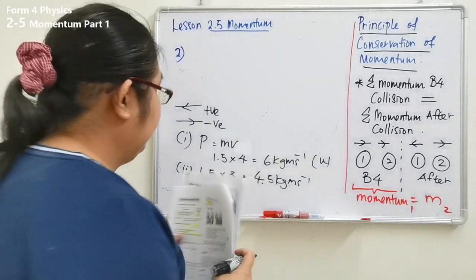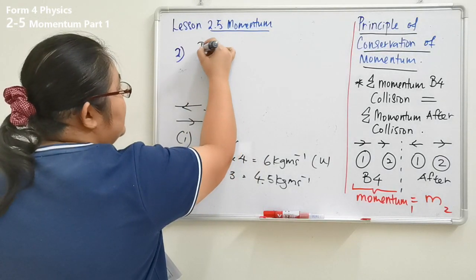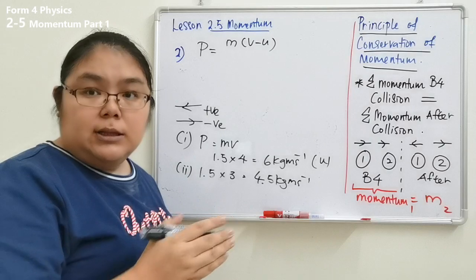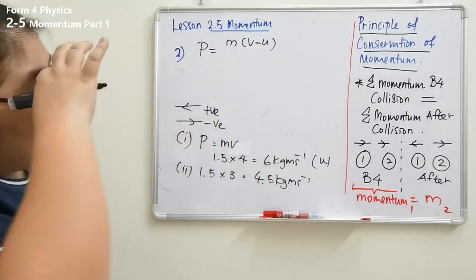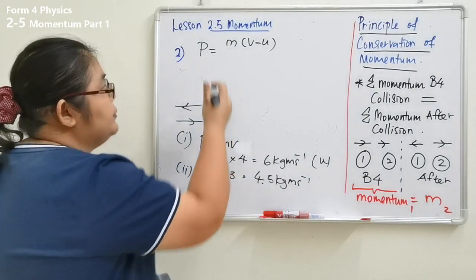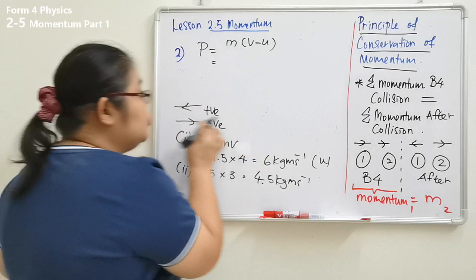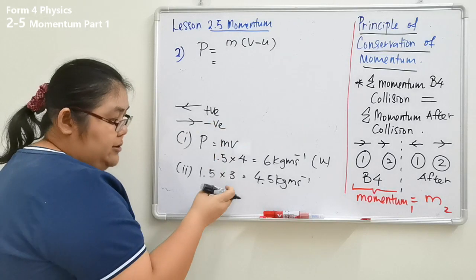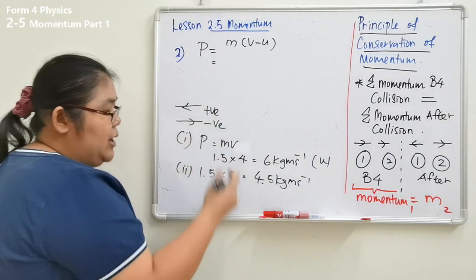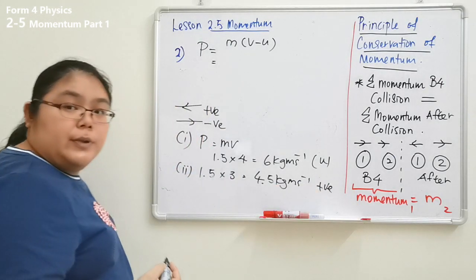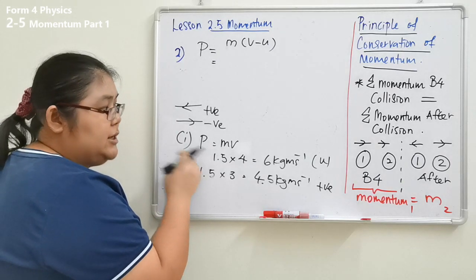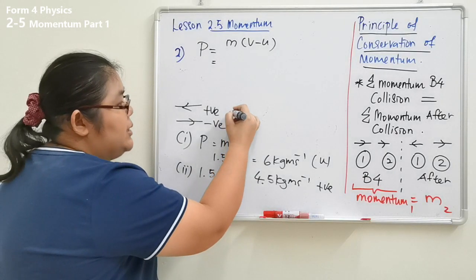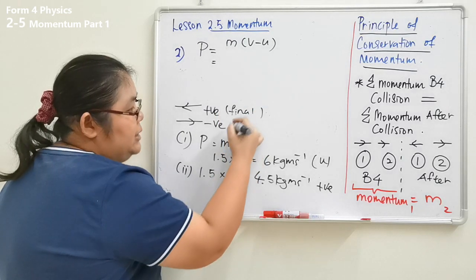Okay, now we go to number 3. Suppose the formula becomes P, and V minus U. Now we have 2V, because one is the initial, one is the final. So if I follow what I wrote here, and what I told you just now, go to left hand side, positive. Which one is the left hand side? Final or initial? Final. Final goes to left hand side, so it is positive. Initial goes to right hand side, so it is negative. This one is the final. This one is the initial.